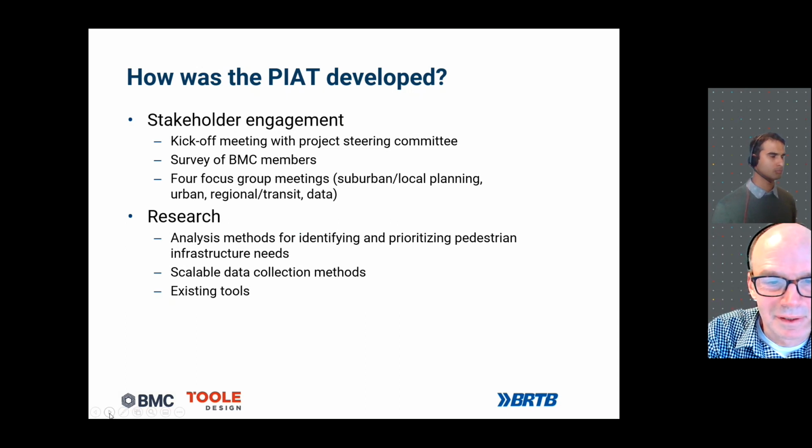PIAT development also included a research phase, which involved analyzing methods for identifying and prioritizing pedestrian infrastructure needs. We looked into scalable data collection methods, and that's one of the reasons that Ecopia was identified as a potential data provider. And we looked at existing tools.